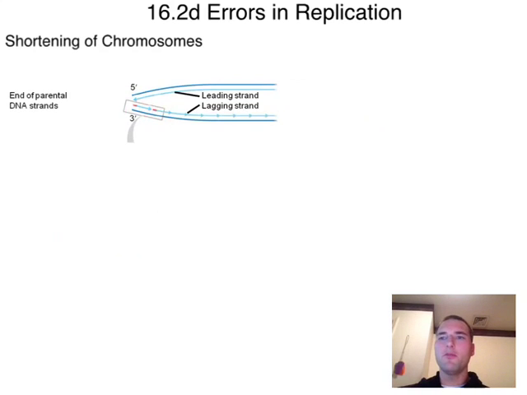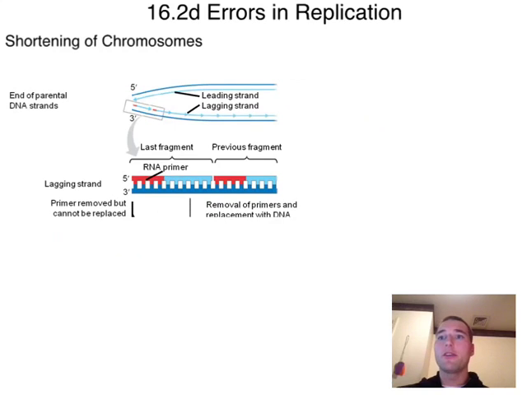But if we zoom in at what happens next, there is a problem that you will see as we go down through. If we zoom in on this last fragment here, here's our primer, here's a Okazaki fragment, here's the other primer.